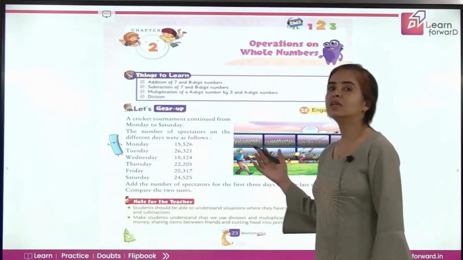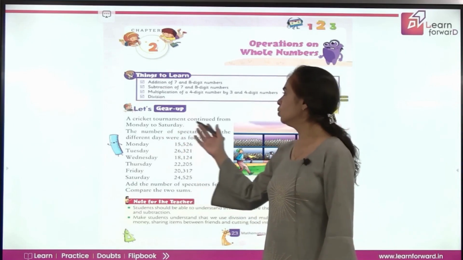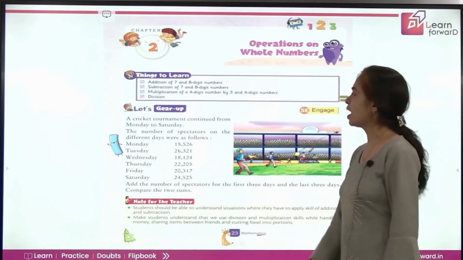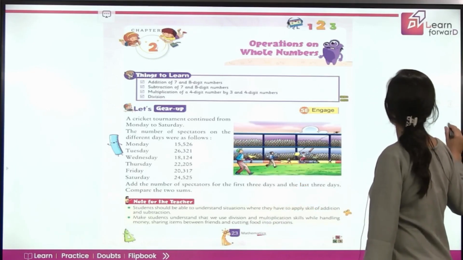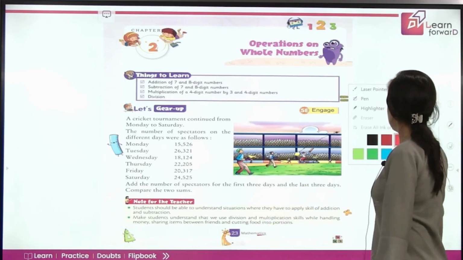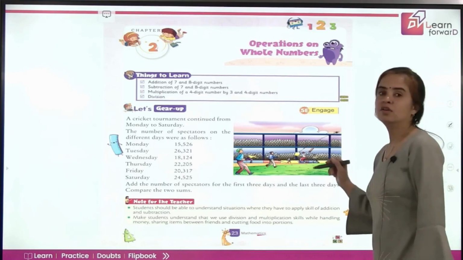Here we have a gear up exercise for you. A cricket tournament continued from Monday to Saturday. The number of spectators on different days were as follows. So on Monday, how many spectators were there?